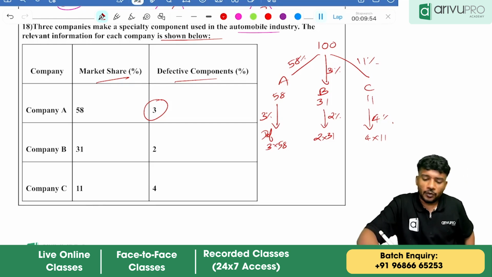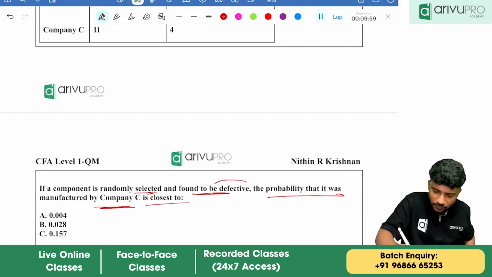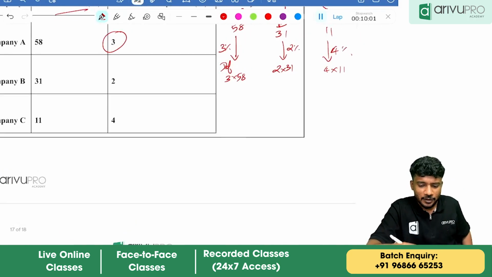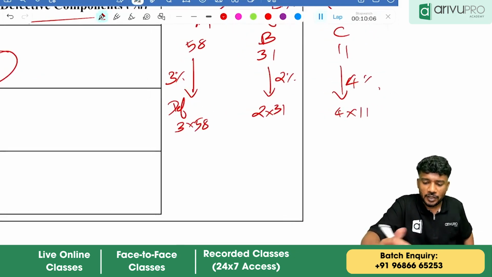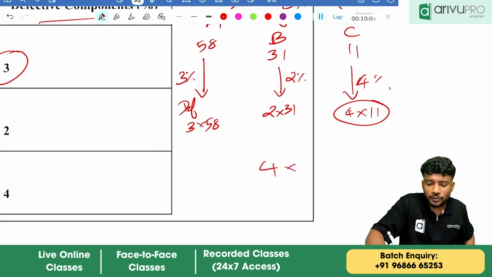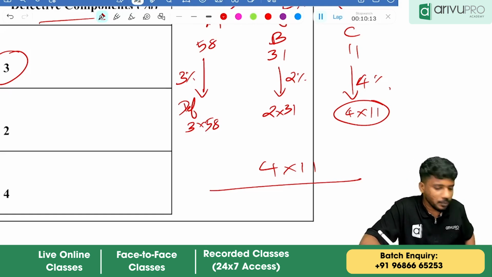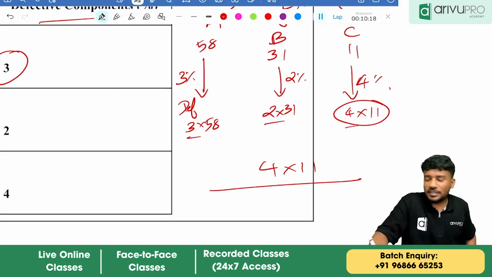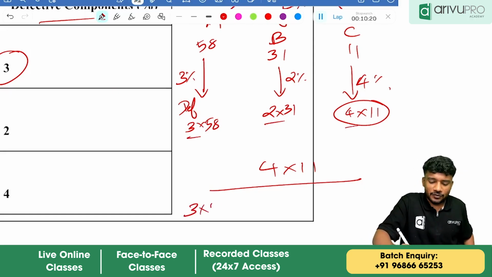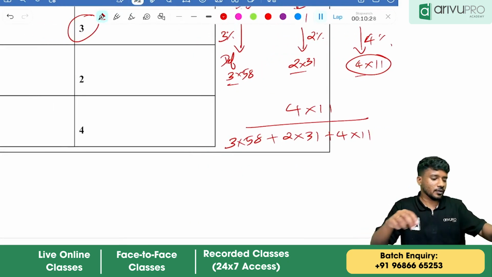Okay. Now we need to find, the question is what? If a component is randomly selected and found to be defective, that means the condition is it is defective. Okay. The probability that it was manufactured by company C. So company C total is how much now? 4 into 11 divided by. So N of A value will be what? 4 into 11 divided by what? Divided by defective. Total how much defective products are there? That is 3 into 58 is there, plus 2 into 31 is there, plus 4 into 11 is there. Get me the answer. Take your calculator.